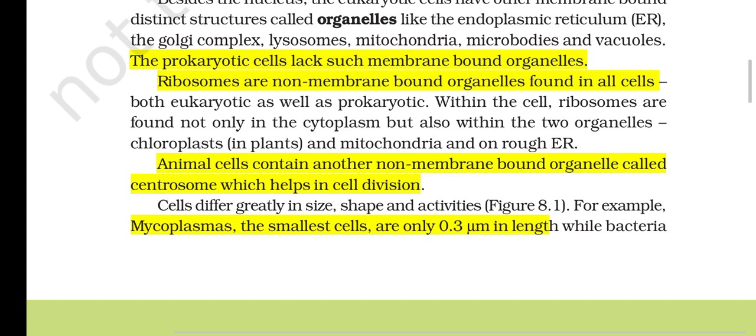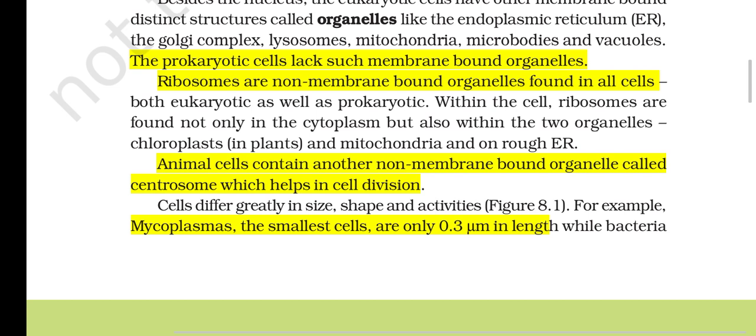Ribosomes are non-membrane-bound organelles found in all cells, both eukaryotic as well as prokaryotic. Within the cell, ribosomes are found not only in the cytoplasm but also within the two organelles, chloroplasts in plants and mitochondria, and on rough endoplasmic reticulum. Animal cells contain another non-membrane bound organelle called centrosome, which helps in cell division.